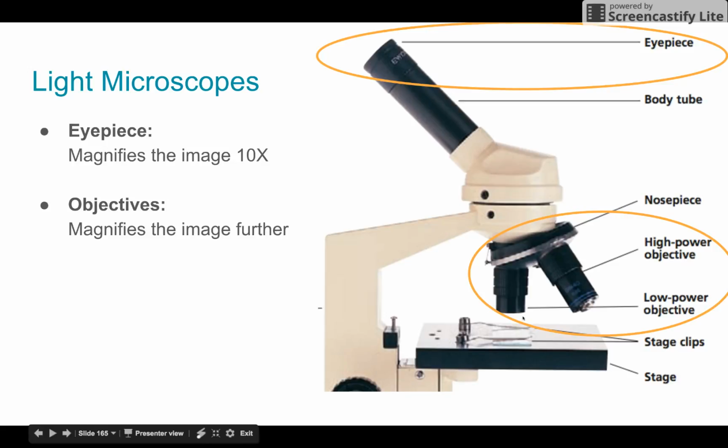There are also what we call objective lenses, or objectives. These further magnify the image. There are different powered objectives, so the lower power or higher power, and those allow you to choose which magnification you want to have to view your specimen.